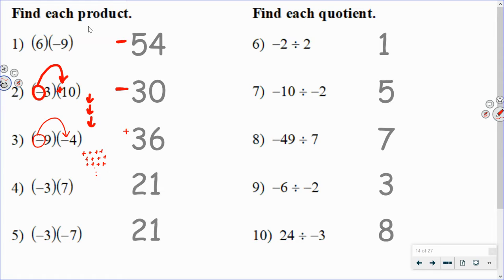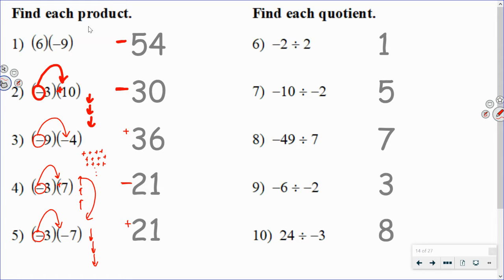Number 4, 3 sets of 7 goes up 7, up 7, up 7. But wait a second. We're asked for the opposite of all those positives, or go up, which means we are going to go down. 3 sets of 7 is 21, but the opposite of that would be -21. Take a look at number 5. Now imagine 3 sets of negative. No, wait a second. We have the opposite of all those negatives, which means number 5 would be going up.